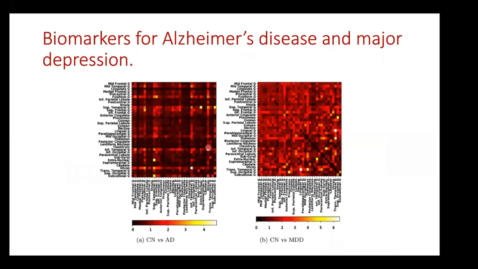So this is again the connectivity figure after removing those. These yellow ones are the region connections. These are different regions of the brain and different regions of the brain, so the matrix tells you the connectivity between the regions. These yellow regions are the regions that are different in cognitive normal and Alzheimer's disease patients. And here, these are the regions different between cognitive normal and depressive patients. So we found the regions that are different in healthy subjects and patients with brain disorders. These regions can be used as biomarkers.